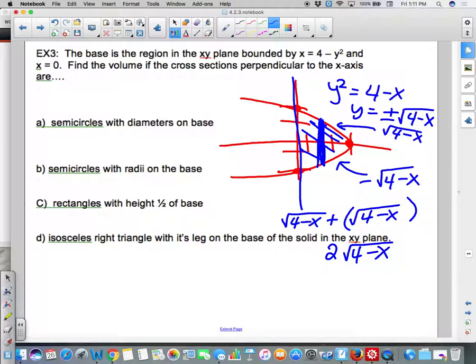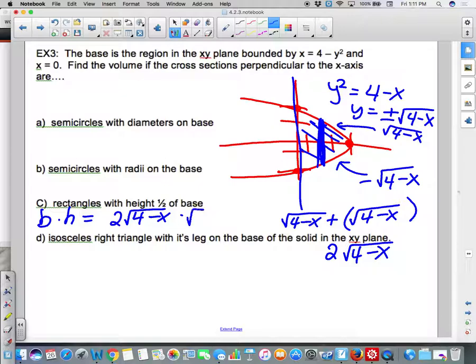Okay, so now that I've got the length of the side, I just plug it into the formula, all right? I'm going to skip semicircles because there's a little bit of an issue we'll talk about in a minute. How about rectangles? Let's do that first. What's the base of the rectangle? This is the base, right? What's the area of a rectangle? Base times height. So the base is 2 times root 4 minus x. And what's the height if it's half the base? Root 4 minus x, right?